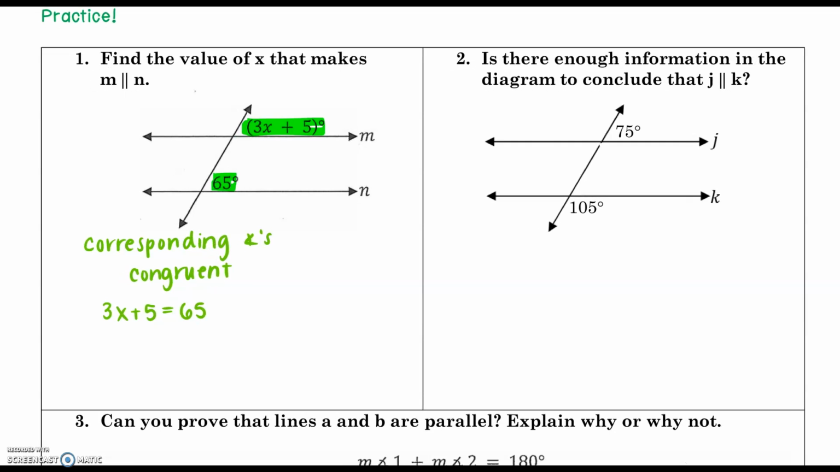I'm going to subtract 5 from both sides. 3x is equal to 60. And I'm going to divide by 3. We get x is equal to 20. So when x is equal to 20, if we plug that into our expression up here, 3 times 20 plus 5, we're going to get 60 plus 5, which is 65. So now our two corresponding angles are congruent. So when x is 20, we know our corresponding angles are congruent, so our lines must be parallel.